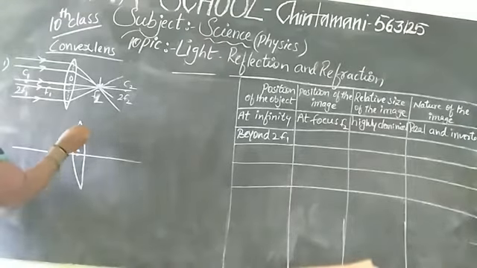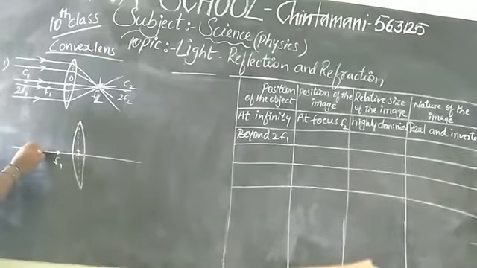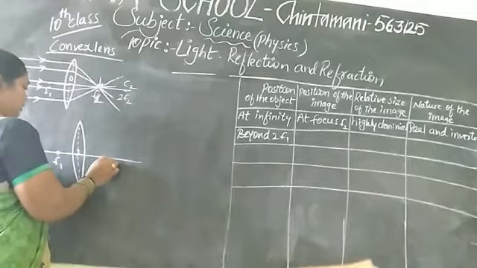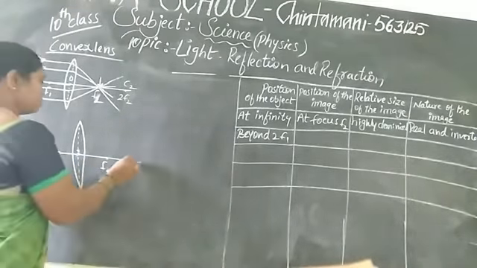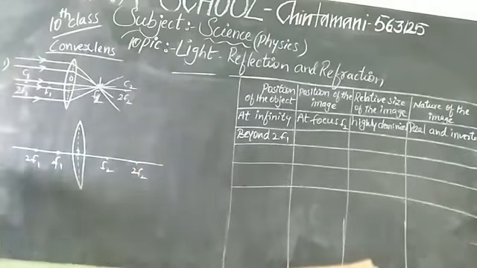This is the optic center. From the optic center, you have to take exactly, if 1 centimeter means 1 centimeter, 2 centimeters means 2 centimeters. So this is your F1. From F1, how much distance you have taken? The distance should be the same, or else you cannot draw the exact ray diagrams. For F2 also, the distance should be the same as it is for F1.